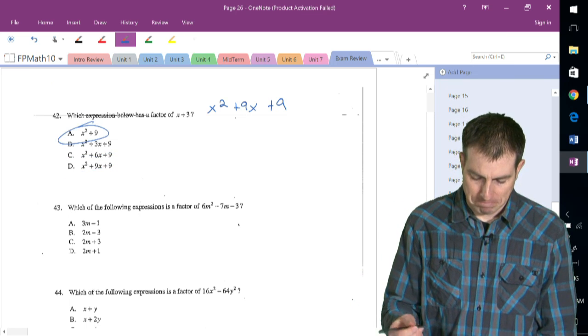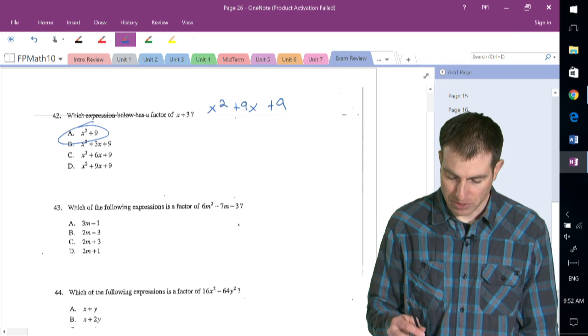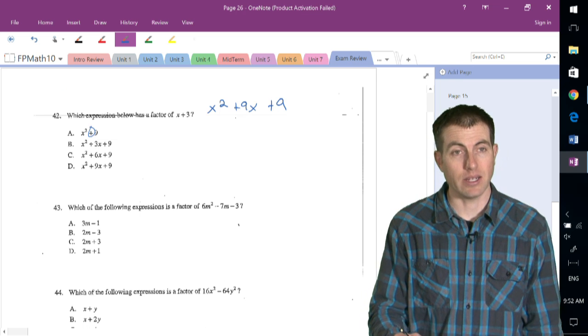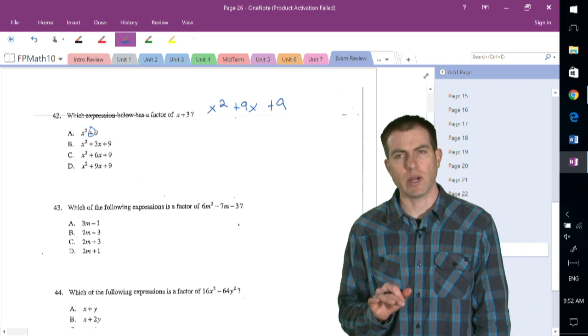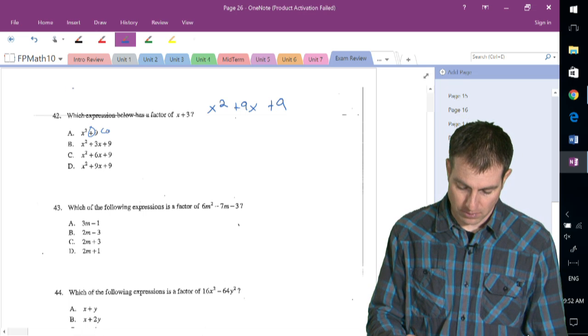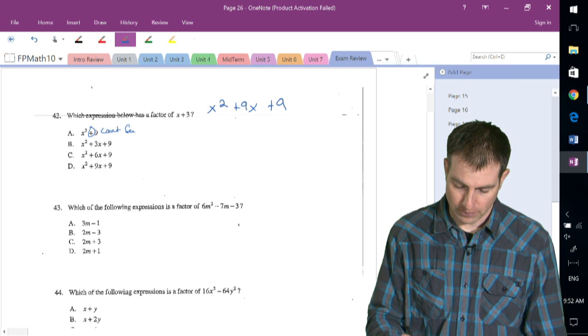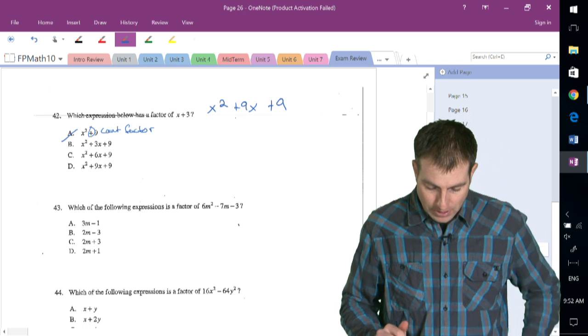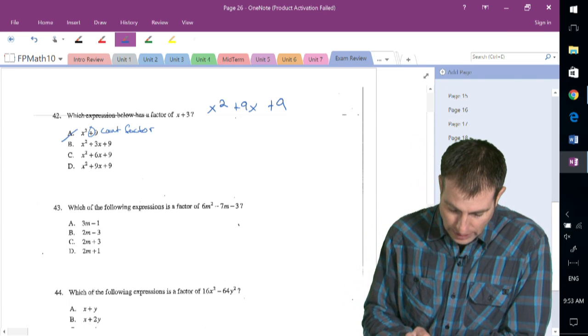Like A, you can't factor that. There's nothing common you could take out of x squared and 9. And because it's a plus sign in the middle, it's not a difference of squares. So we can't factor an addition of squares. So we can't factor it. That's not going to be the answer. We can't do anything to that. x squared plus 3x plus 9.